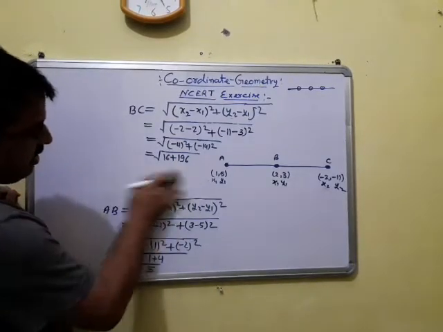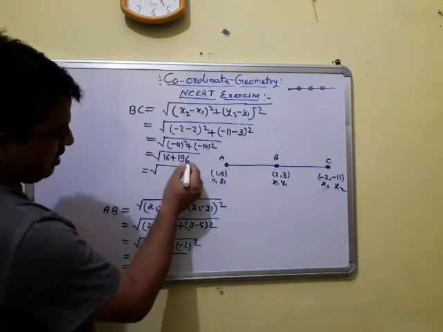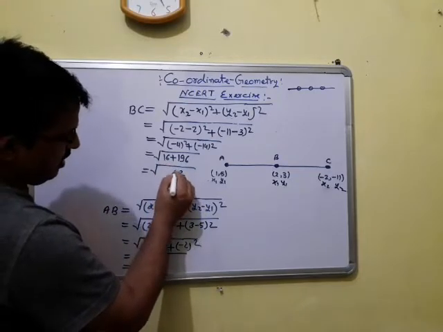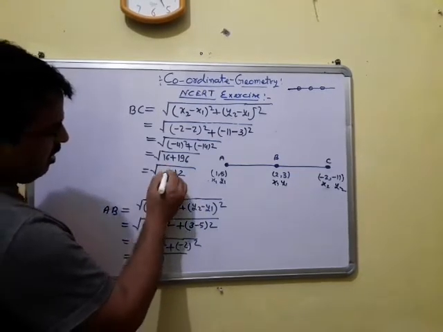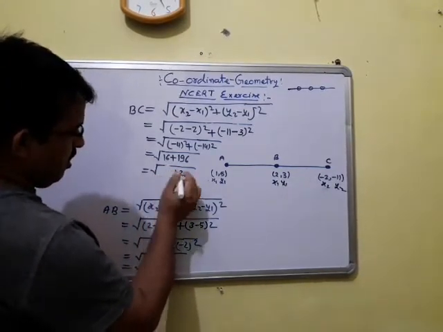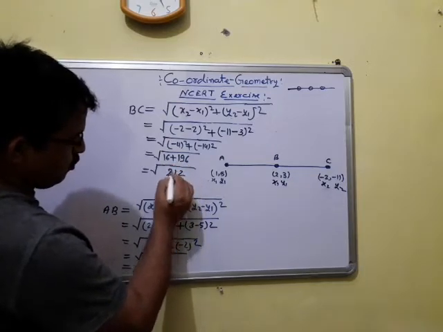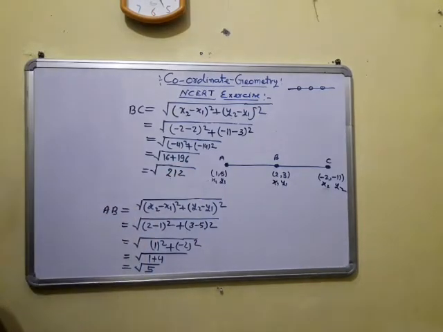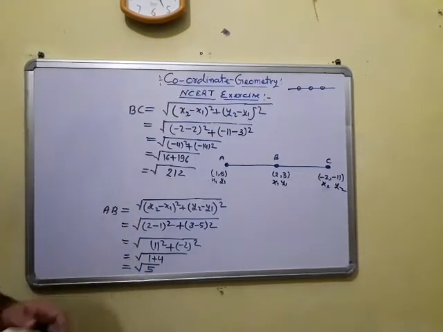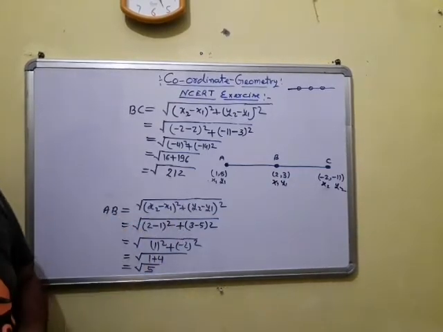So we find this one here. What do we find here? 6 plus 6 is 12, 9 plus 1 is 10, 10 plus 1 is 11, 9 plus 10, 11, and 1 plus 1 is 2, 212. Clear? And now find the third one. AB, BC, and then find here AC.